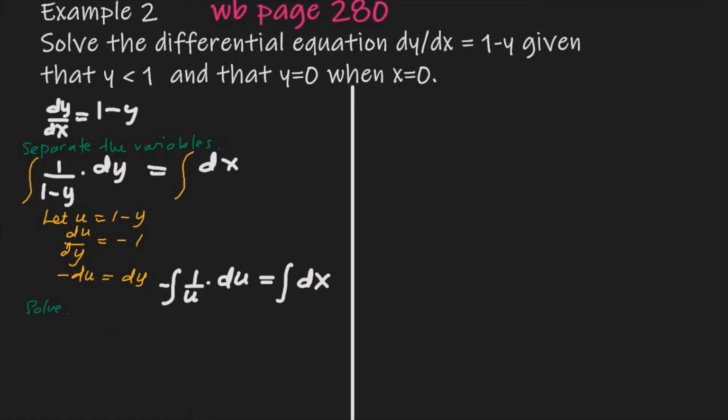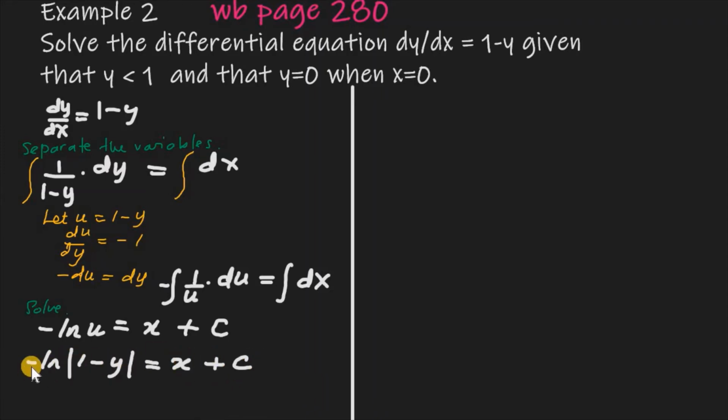So let's solve this integral. As we solve, this is minus ln u, and I'm going to put the c, the constant of integration, on the other side. The integral of 1 dx is x. Let's put the c on the other side. Negative ln u, where u is 1 minus y. So there we have got y. There is no differential form up to that level, but you have to simplify this.